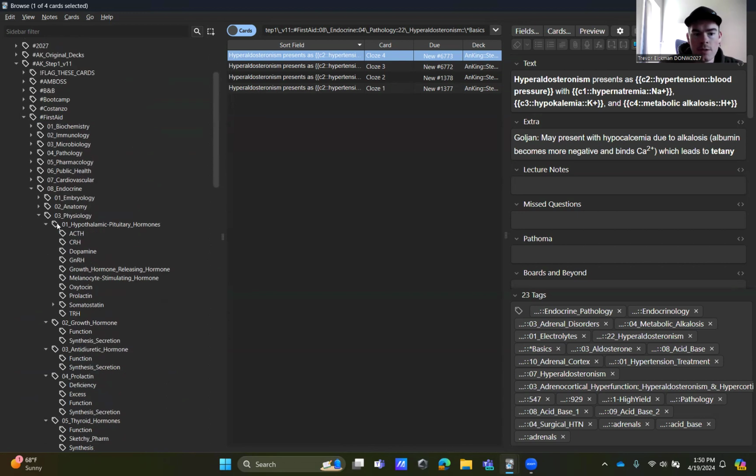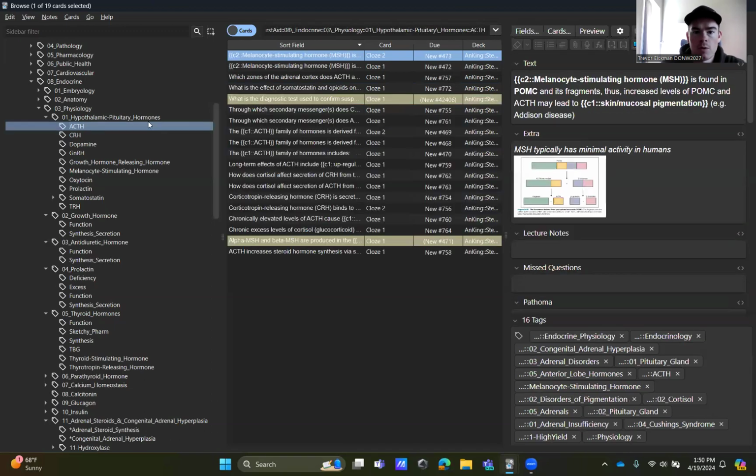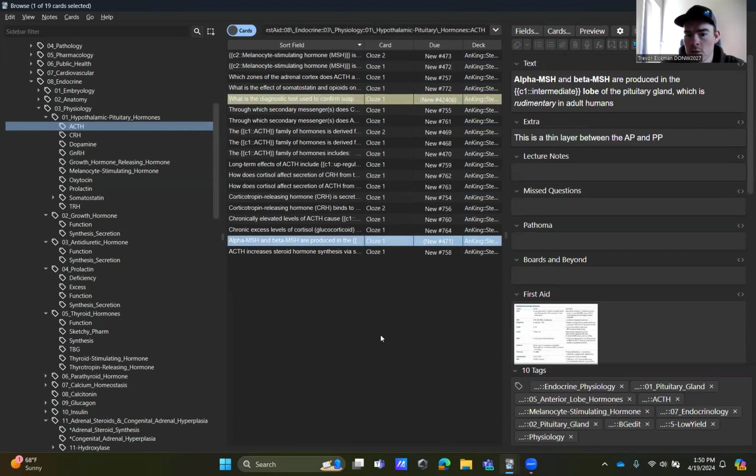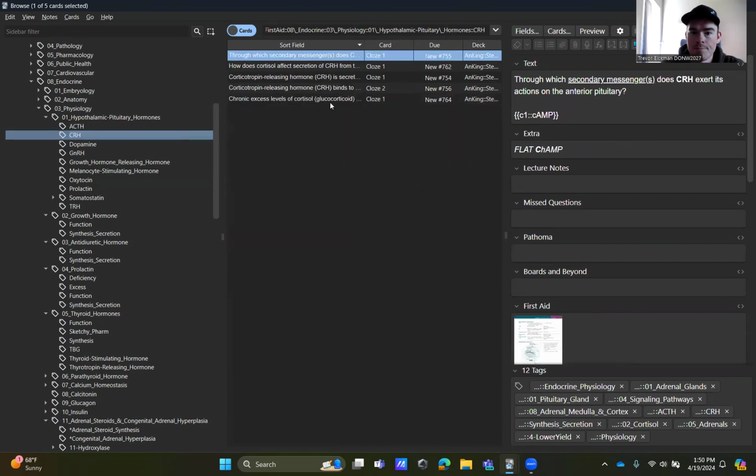Gonna be in Step 1, First Aid, endocrine, where we've been all week, but we're gonna jump down to physiology to start. I'm gonna start in the subsection 1, hypothalamic pituitary hormones. And so ACTH, this is what it's gonna look like. So you just want all of them except the second to last card, and then the fifth. So the fifth and second to last ones are the ones I don't have, but the rest are good.